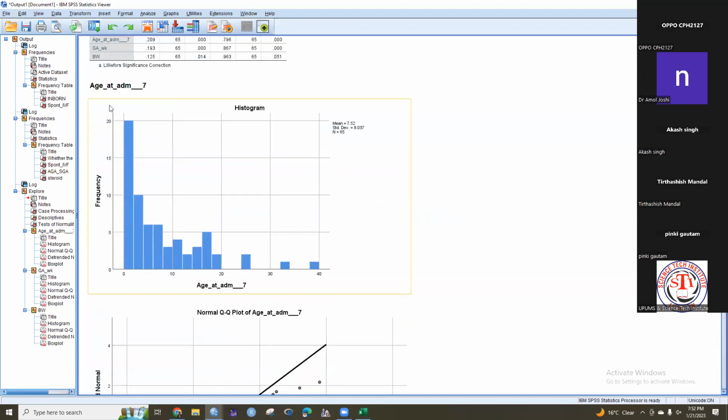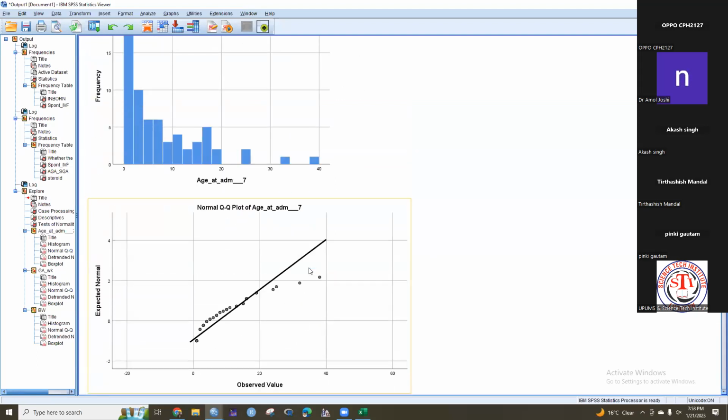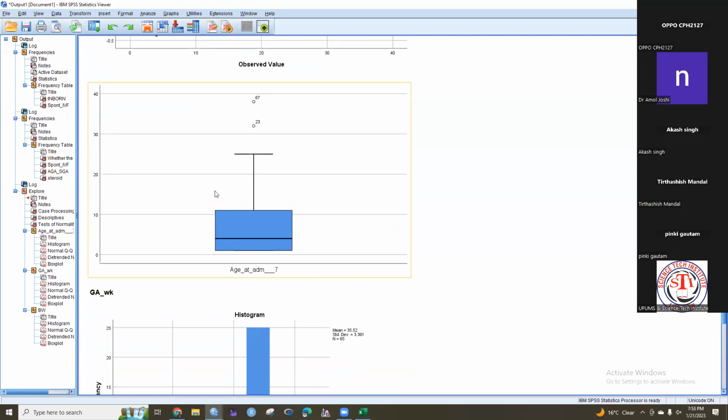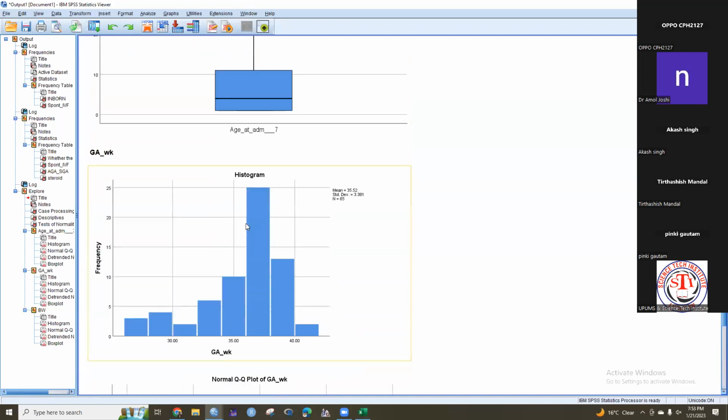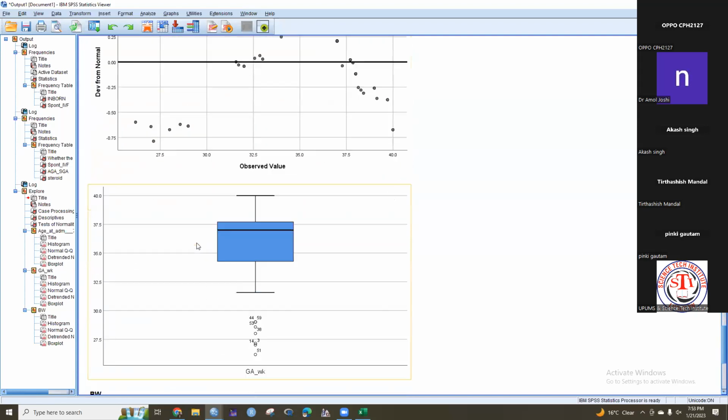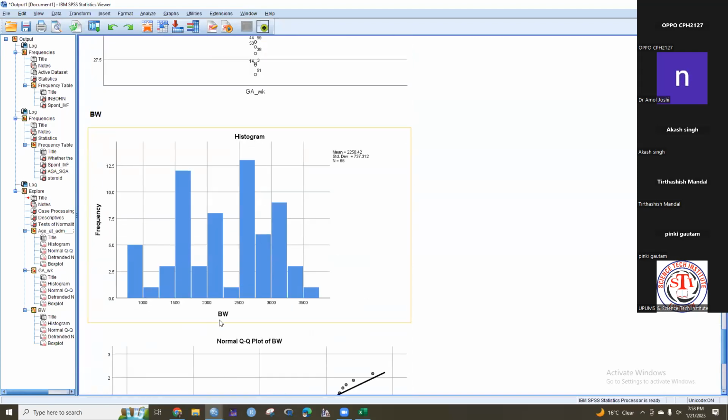You can see the histogram of age at admission. It is not normally distributed data. Most of the baby patients who are admitted to the hospital have quite a low age. So this is skewed data. Again, you can see the box plot of this. The box plot is not symmetric, and the median is not lying in the middle of it. So again, it is a representation of skewed data. Gestation age at week is also skewed data, not normally distributed. And similarly, birth weight is also a different kind of data, not normally distributed.